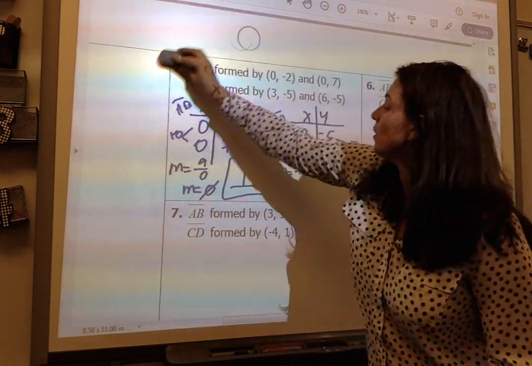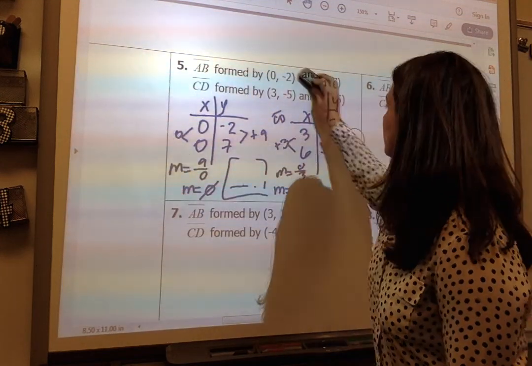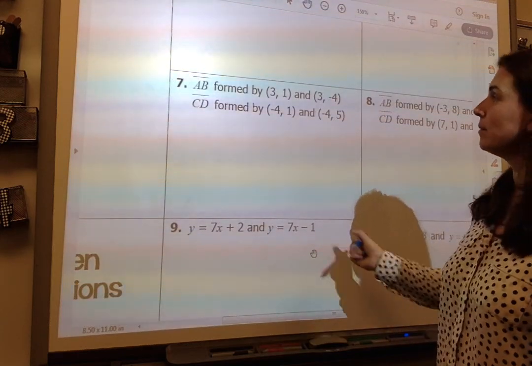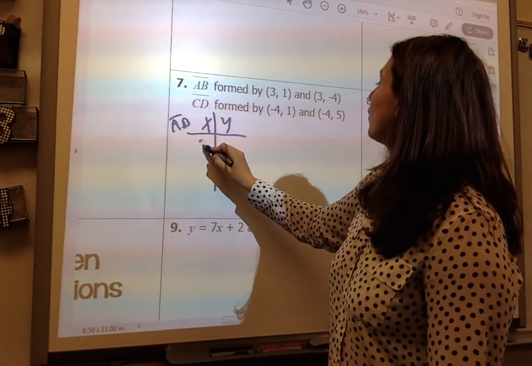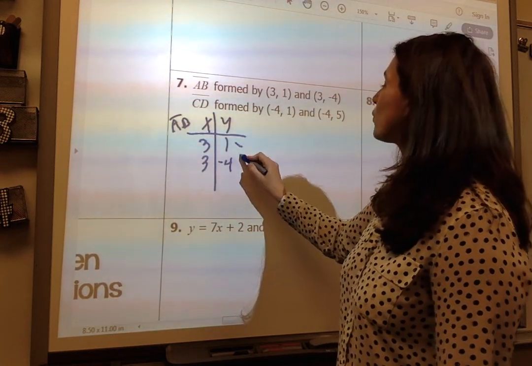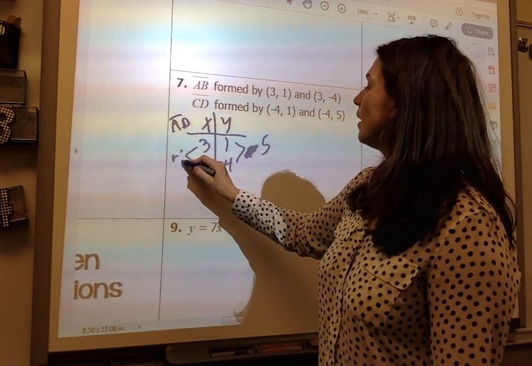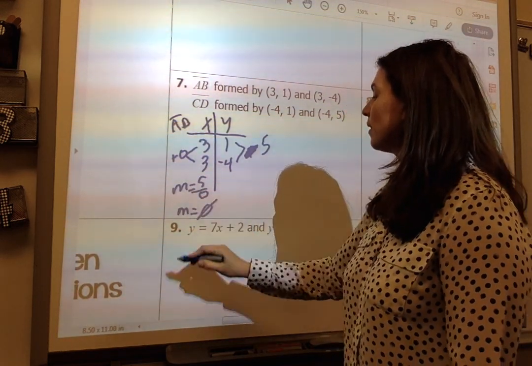All right, let's take a look at number 7. Okay, so number 7, again, I'm just finding slopes. 3 and 1, 3 and -4. So I go down 5 and 0. So my slope here is 5 over 0, which is undefined.